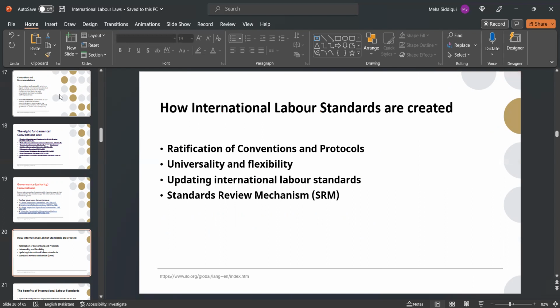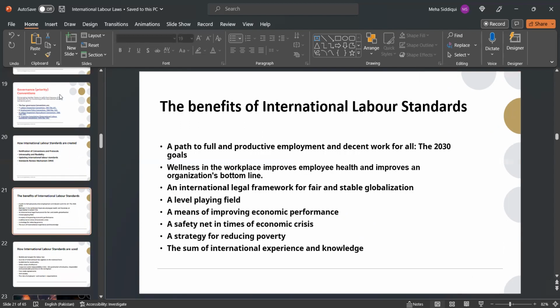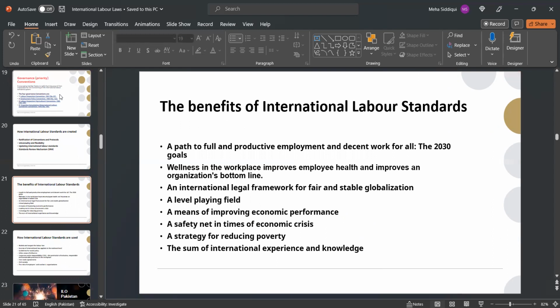By ratification of conventions and protocols, universality and flexibility, updating international labor standards, and a review mechanism. The benefits of international labor standards: support for full and productive employment and decent work for all, the 2030 goals.